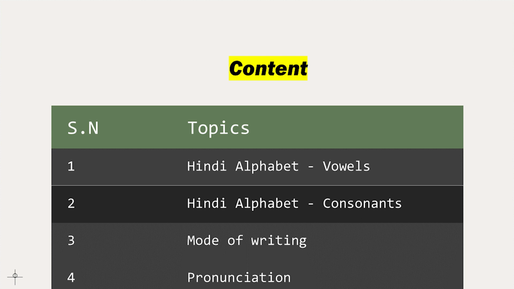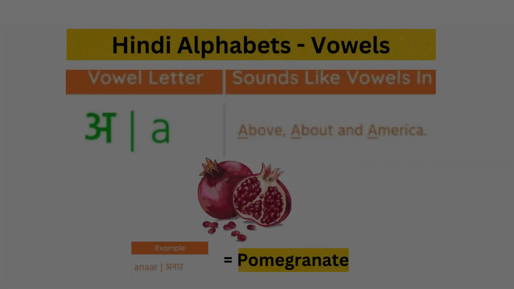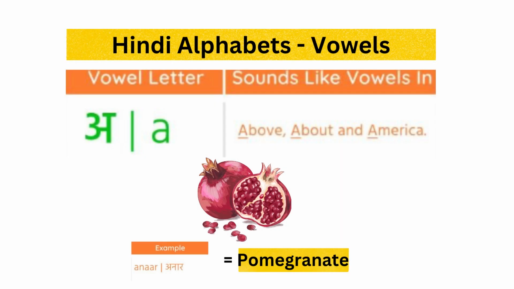There are 12 vowels in Hindi. Let's look at each of them one by one. We are starting from the order they're written. The first vowel in the Hindi alphabet is A. It is similar to how you pronounce vowels in words like above, about, America.